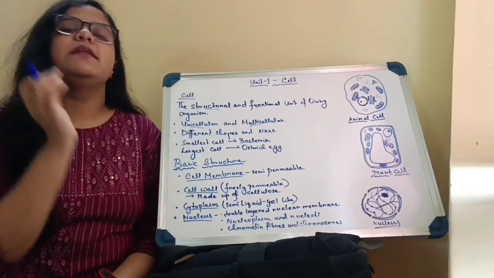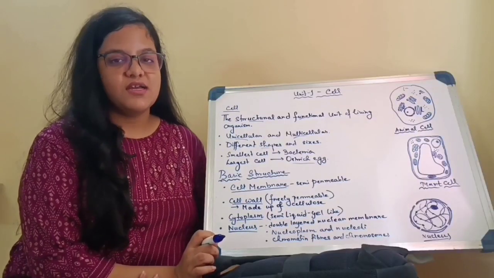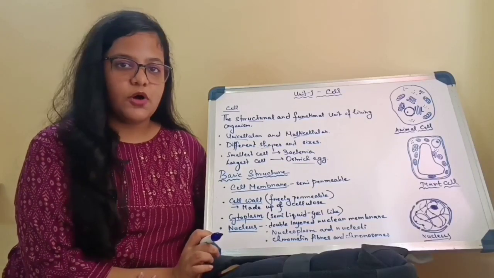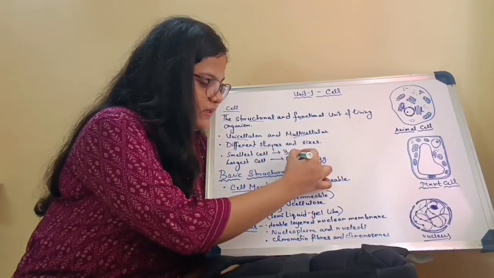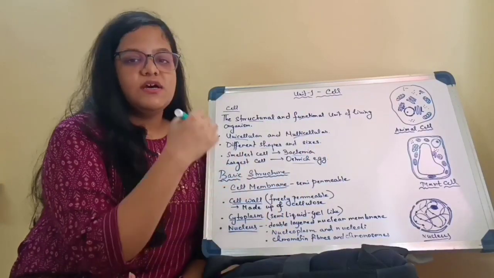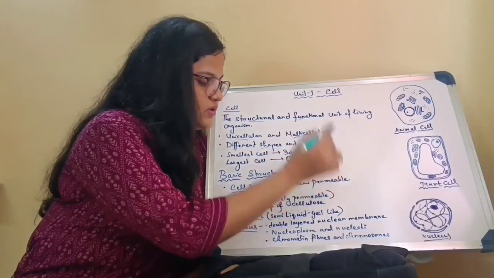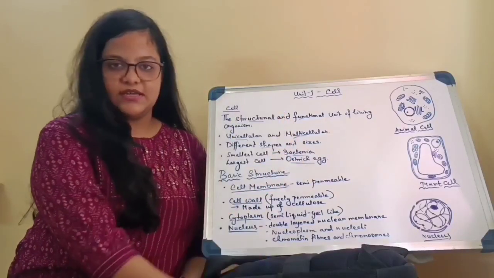Now, cells can be of different shapes and sizes. Let's first start with the size of the cell. The size of a cell can be so small that it can only be seen through a microscope, for example a bacterial cell, or it can be so large that we can easily see it, like an ostrich egg.